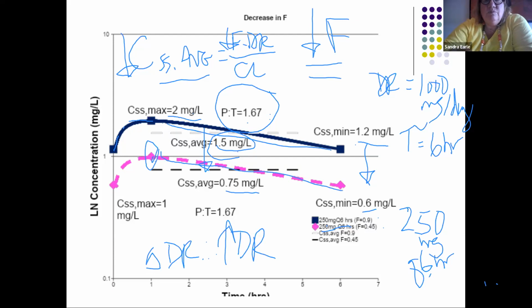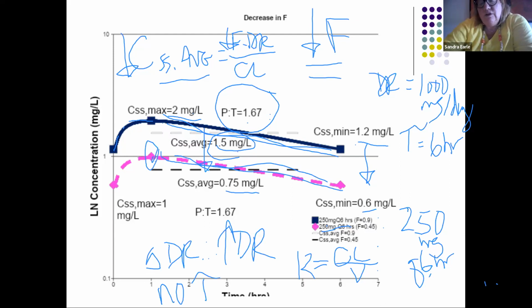What changes the slope? What's the determinant of the slope of this line? Well, the slope of this line is K, which is determined by clearance over volume. Has clearance changed or volume changed? No. So our slope should remain the same, and it has. We haven't changed our dose interval either, so we would expect the peak to trough ratio to stay the same. And since the peak to trough ratio has stayed the same, we will not change our tau.